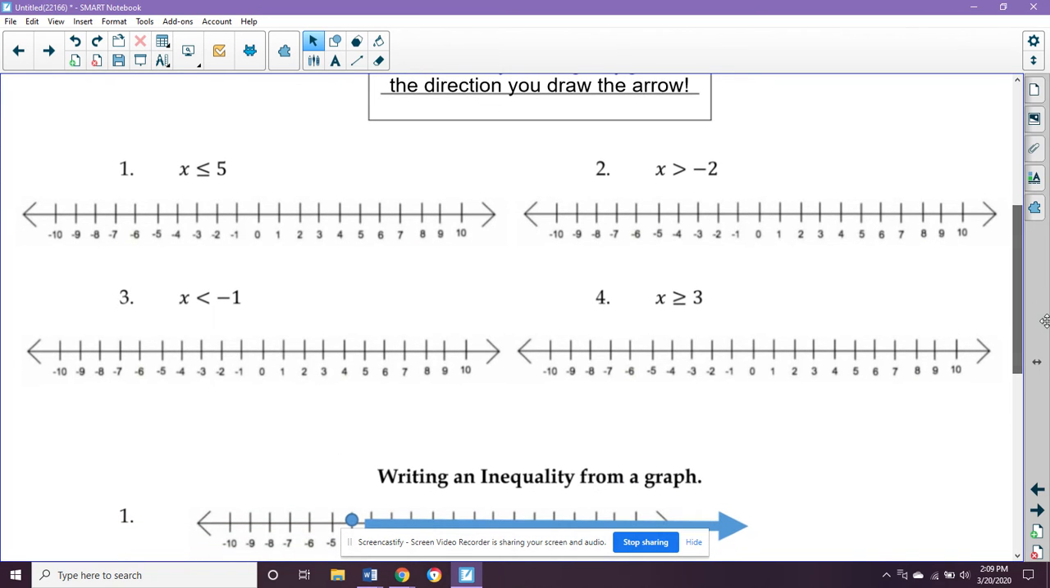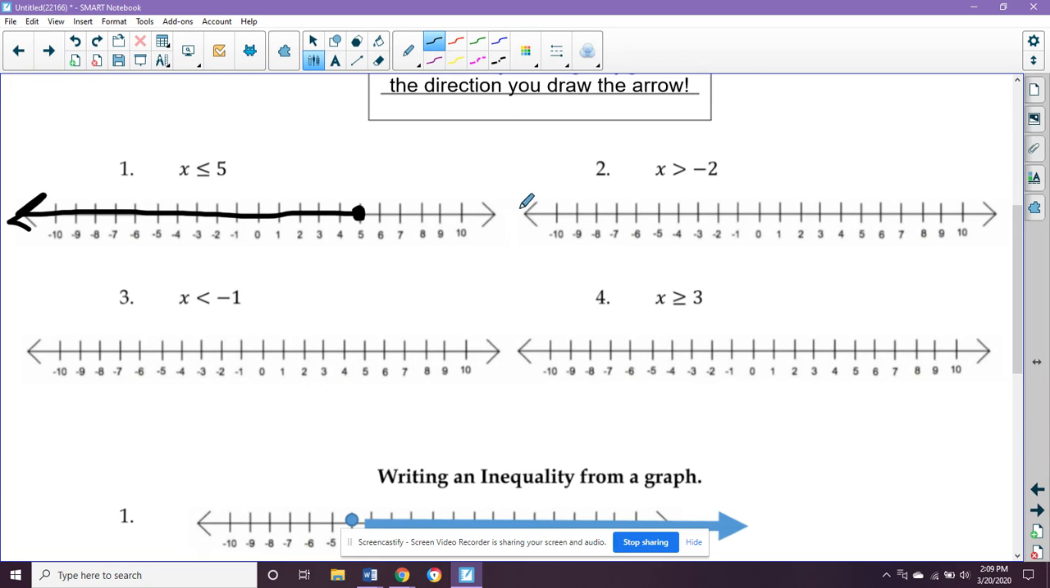So number 1, X is less than or equal to 5. So we're going to start off with our number 5 on the number line. It's an equal to statement, so it's going to be a closed circle. So we're going to color it in. The arrow is pointing to the left, so we're going to draw our arrow to the left.